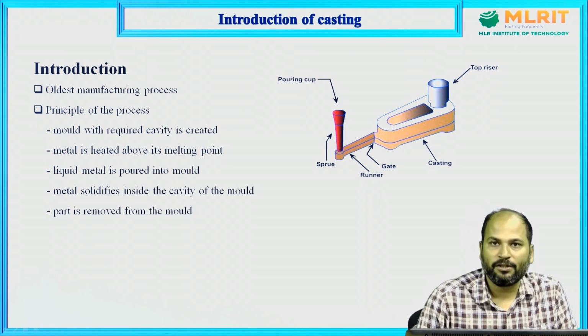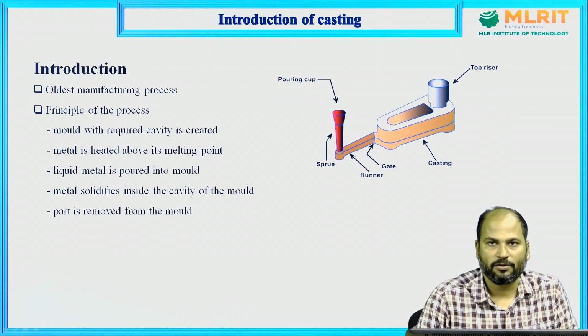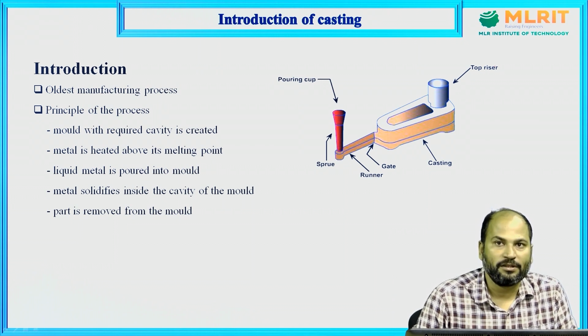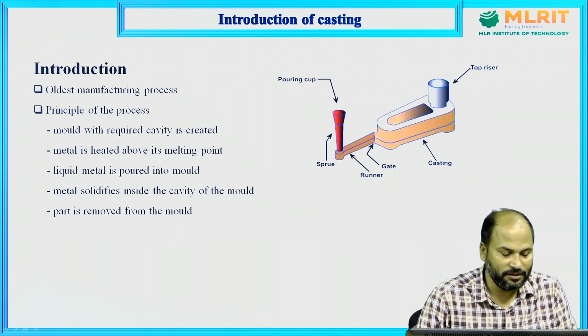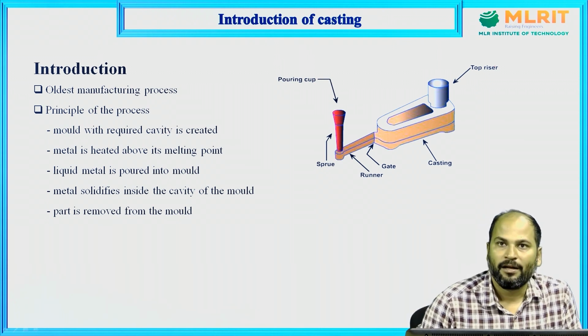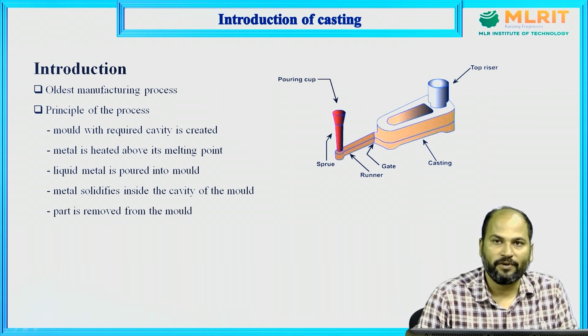This is probably the oldest manufacturing process. Why am I calling it the oldest? If we look at world history, it started in 5000 BC. That's why it is considered the oldest. In Indian history, it started in 3000 BC. The first cast product was found in Mohenjo-daro, and it was a dancing girl, which was from 3000 BC. That's why it is called the oldest manufacturing process.